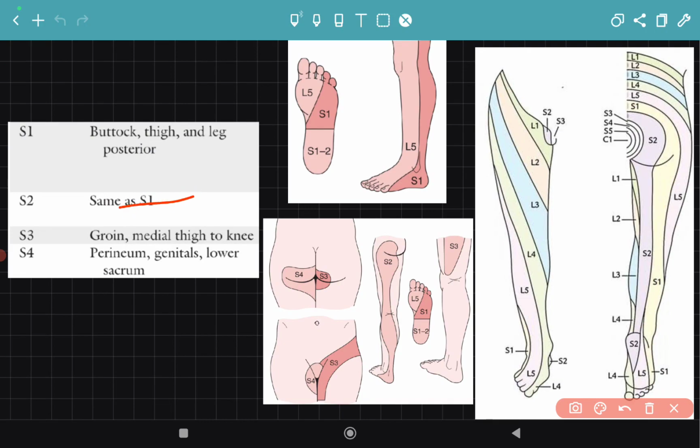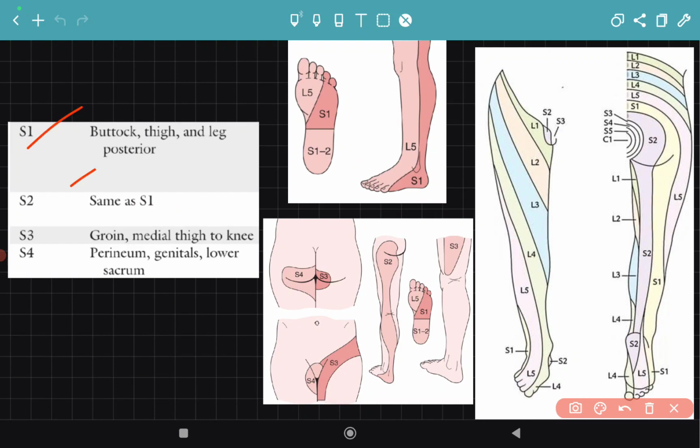S2 is also considered the same as S1. So here we can see the overlapping in the dorsum of foot. In this diagram also we can consider S2 is covering the same buttock region, and then going down the posterior thigh, posterior leg, and some part of this foot. S2 we can see anteriorly some part here; posteriorly it will be the buttock region, which we appreciated over here. As with S1, the buttock region will be covered by S2, and here some part of the groin has been marked. So mainly the buttock, again the posterior thigh, posterior leg portion, and some foot portion will be covered by the S2 dermatome.